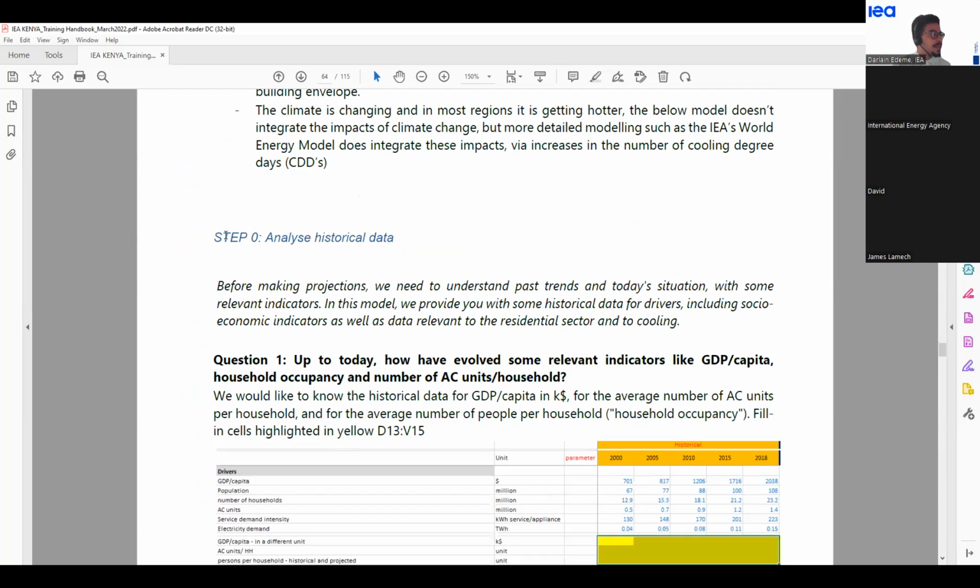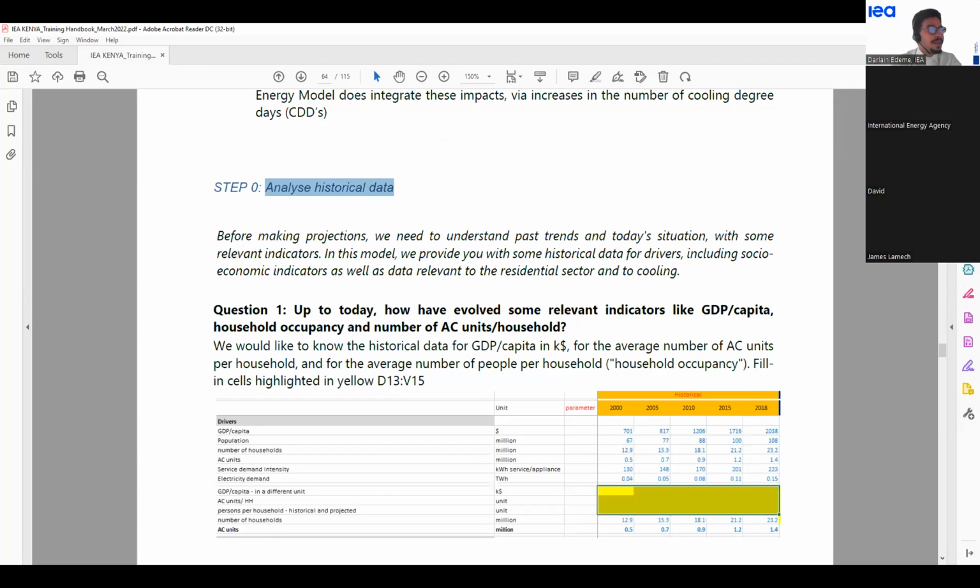Analysis. Step 0 is the analysis of the historical data, because before thinking about the future, we have to see what was the past. As I said, I will just go through this very quickly because it's really long and I want you to do it by yourself. And if you have questions, just feel free to contact me.